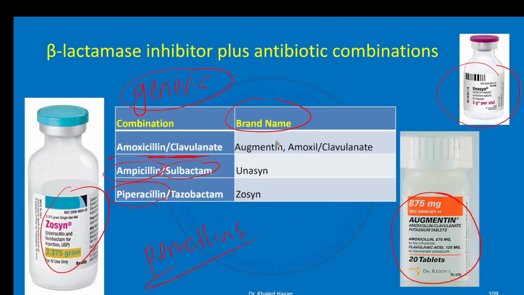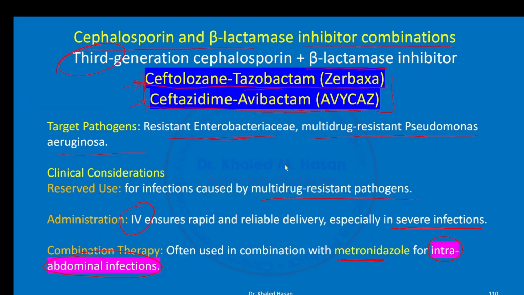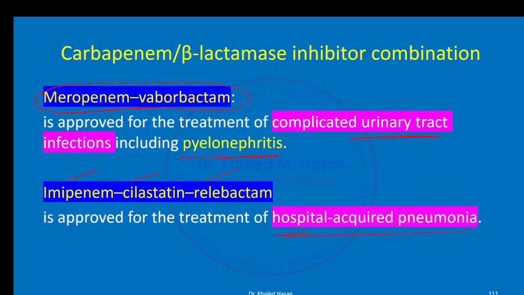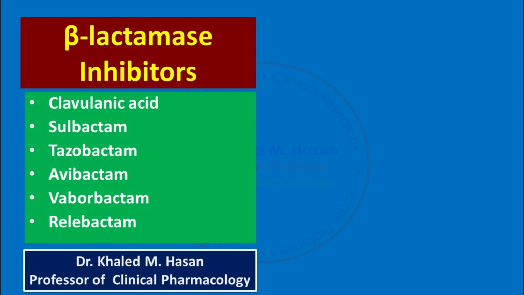So the questions here: what is Augmentin, what is Unasyn, what is Zosyn, what is Zerbaxa, what is Avycaz, and which medication is used for intra-abdominal infection in combination with metronidazole? Which medication belonging to the carbapenems combined with a beta-lactamase inhibitor is used for complicated urinary tract infections and hospital-acquired pneumonia, like imipenem, cilastatin, rilibactam?